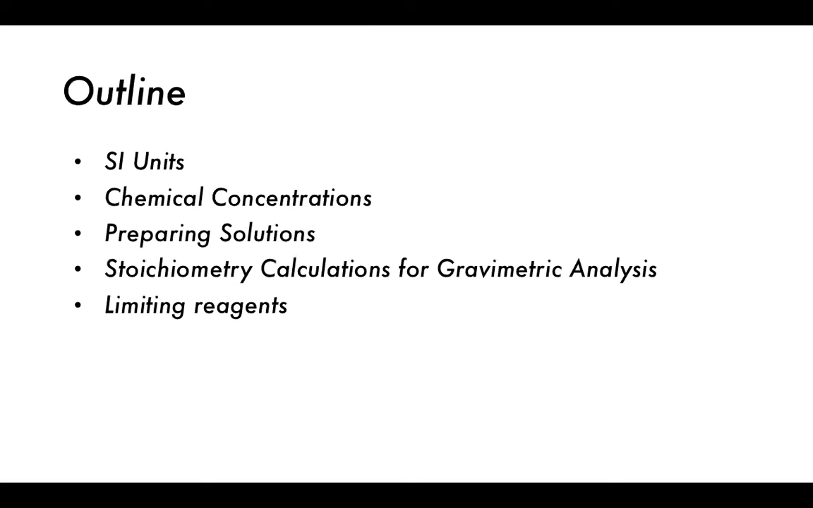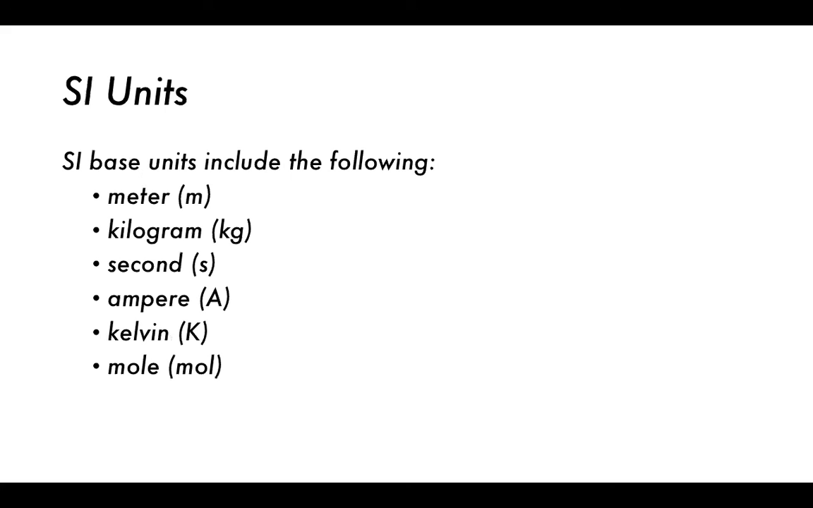So in this section, we're going to be covering things such as SI units, which are the standard scientific units that we use in the literature, that we use in our everyday lives as chemists. Chemical concentrations then, preparing solutions, especially looking at preparing dilute solutions from more concentrated ones. Then we'll be looking at stoichiometry calculations for gravimetric analysis. And then finally, we'll be looking a little bit at limiting reagents.